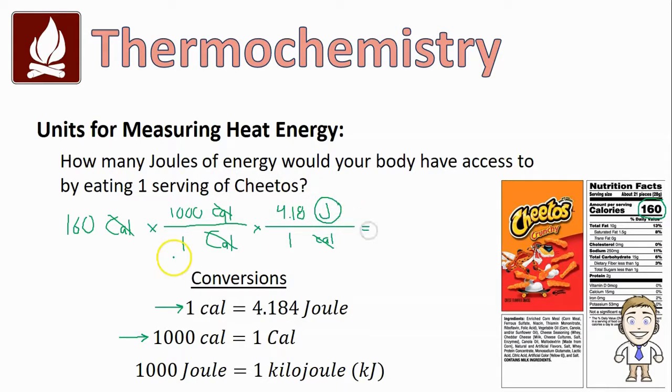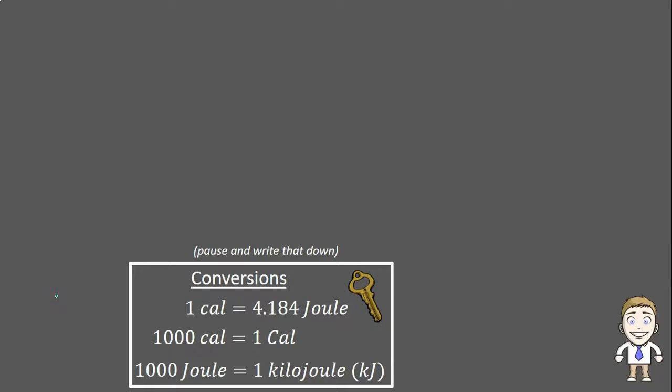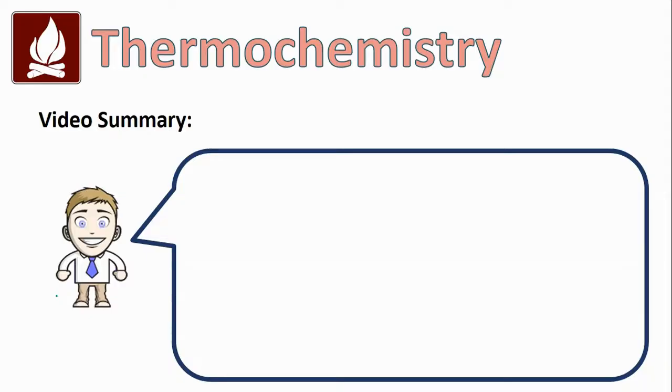The only thing left to do now is the math. 160 times 1,000 times 4.184. This works out to 669,440 joules. Make sure you take a minute to pause and write down the conversions between these energy units.